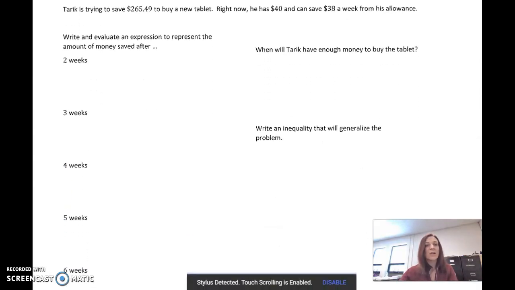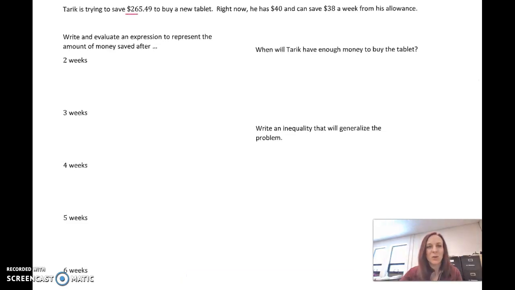exercise here. Tarek is trying to save $265.49 to buy a new tablet. Right now he has $40 and can save $38 a week. So every week he's saving $38. It says write and evaluate an expression to represent the amount of money he has saved after 2 weeks.